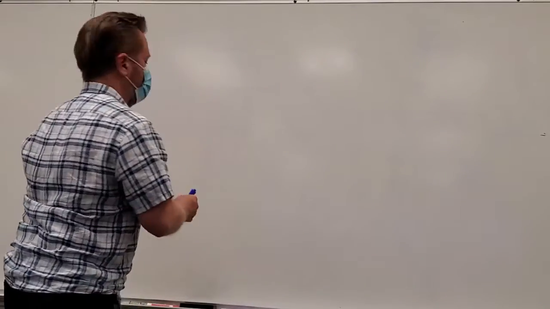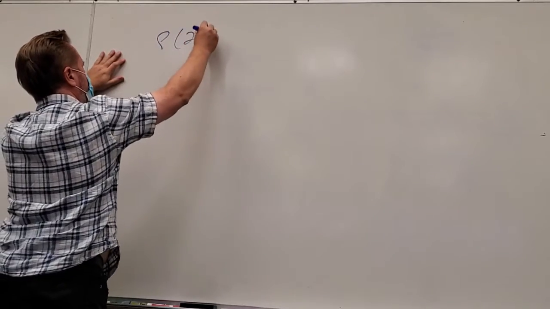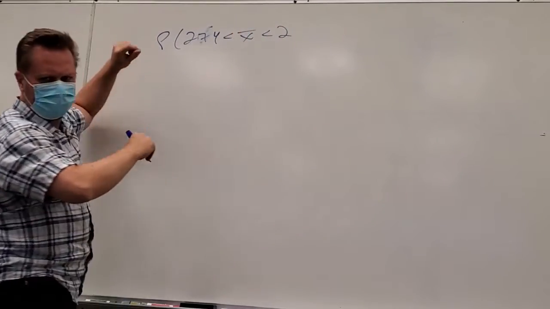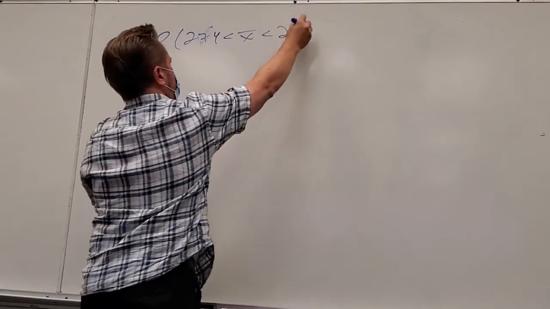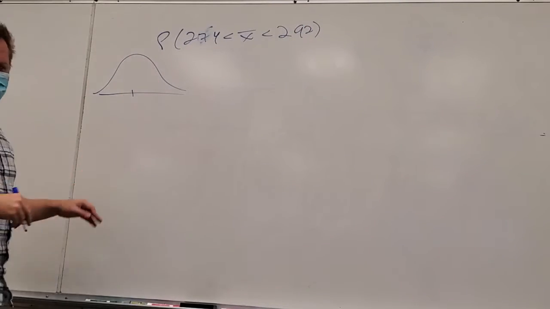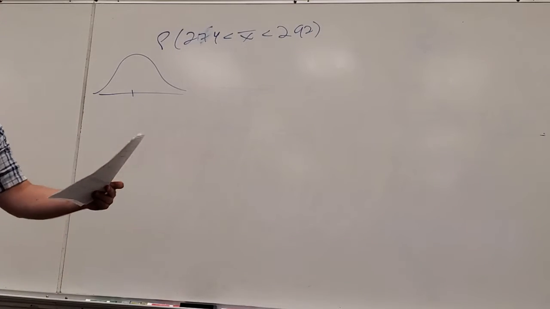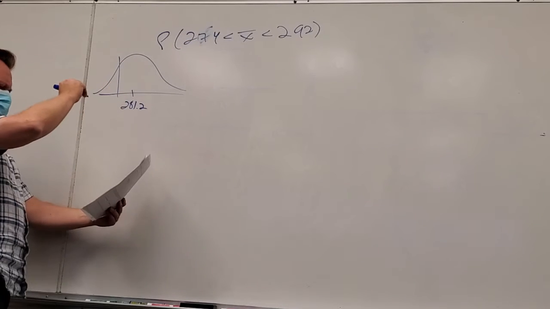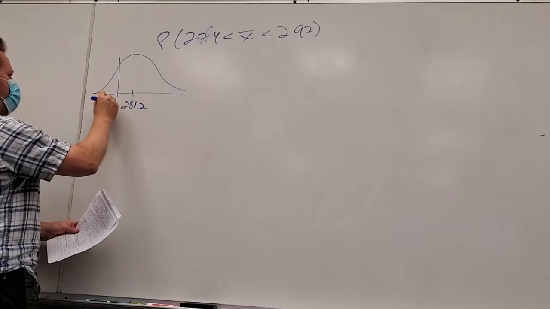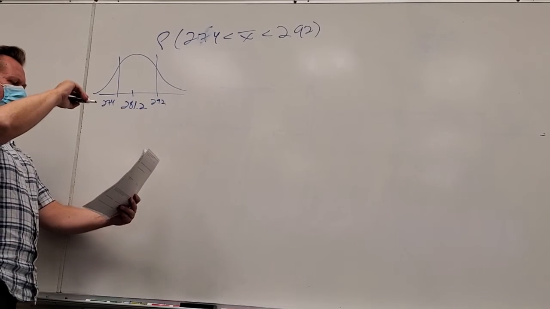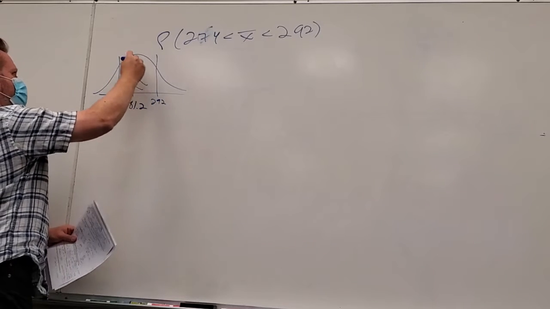Yeah, so let me show you all the work you should show. What was this one? 292. Again, if you don't, I'm not gonna take points off, but you should draw the picture. So the mean is still 281.2. I want 274, 292. Oh yeah, I drew it up there, didn't I? Okay, so this is the area I want.